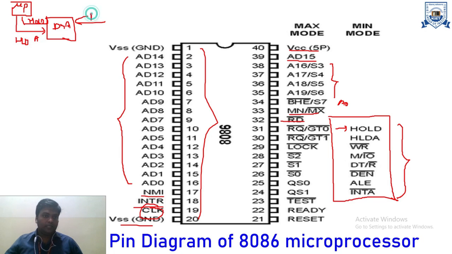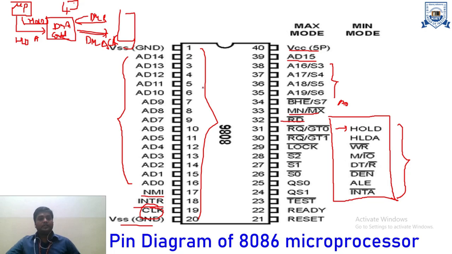This is the DMA request and the DMA acknowledgement. First, peripheral devices request the DMA controller that they want to perform communication. Then the DMA controller tells the microprocessor to give control of the buses. The microprocessor acknowledges the DMA controller with the help of the HLDA signal, and then the DMA controller acknowledges the peripheral devices. Now peripheral devices can directly access the memory. For this purpose we use these two signals, HOLD and HLDA.